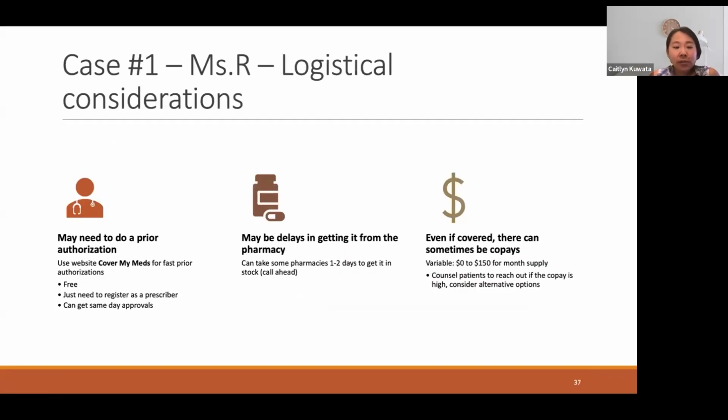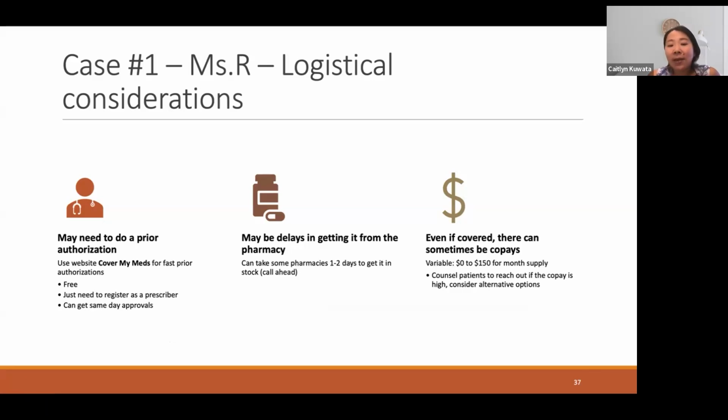Logistical considerations of prescribing these medications. Just be aware that, depending on a patient's insurance, there may be prior authorization needed. One tool that has been useful is Cover My Meds, where you can create and register yourself as a prescriber to help with the approval process.